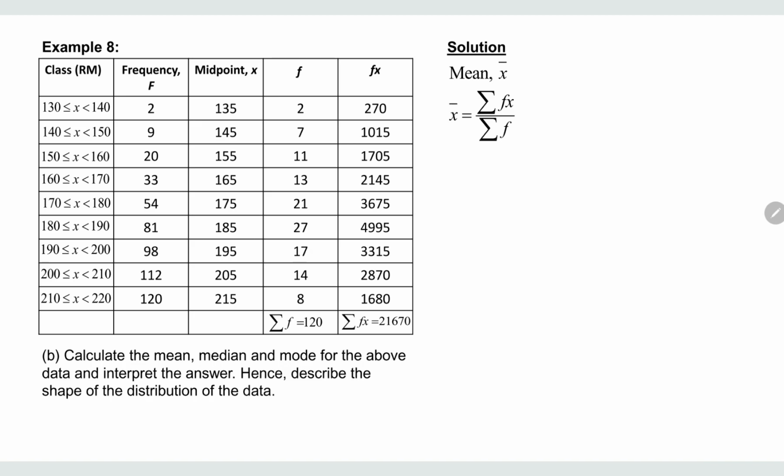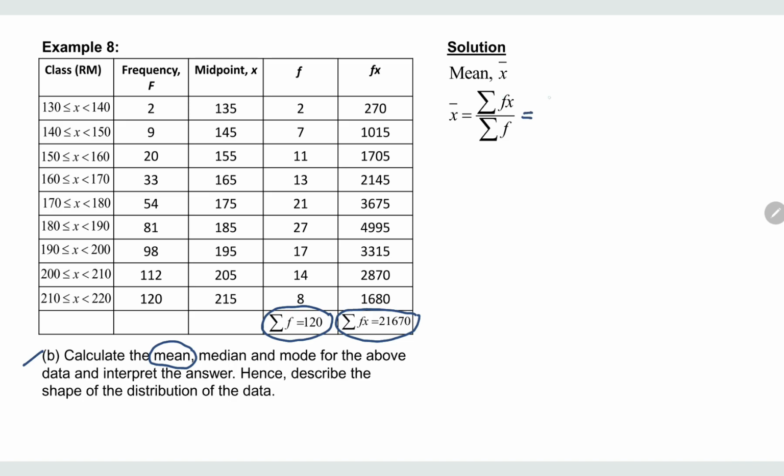Okay, now let's look at question B. Let's find the mean. To find the mean, we will use the formula x bar equals summation of fx divided by summation of f. Before this, we already found the summation of fx and the summation of f, so you can just substitute in the formula.